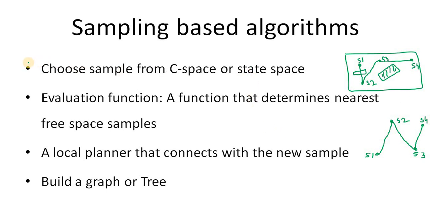So this is the basic functioning of the sampling based algorithms. Just take a sample from the search space, then use some kind of evaluation function to find the nearest node or the nearest sample, and then use some kind of local planner to connect your new sample with your previous sample. And in this process of connecting the nodes or two samples, you are making a graph or a tree.